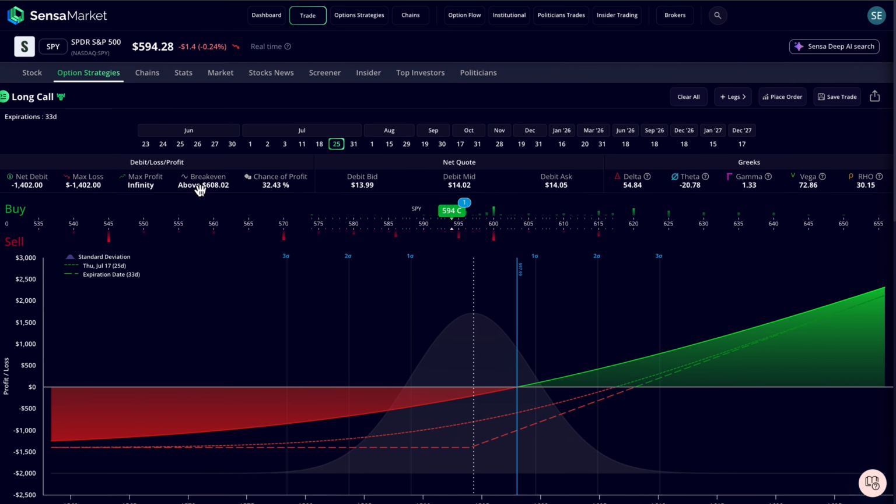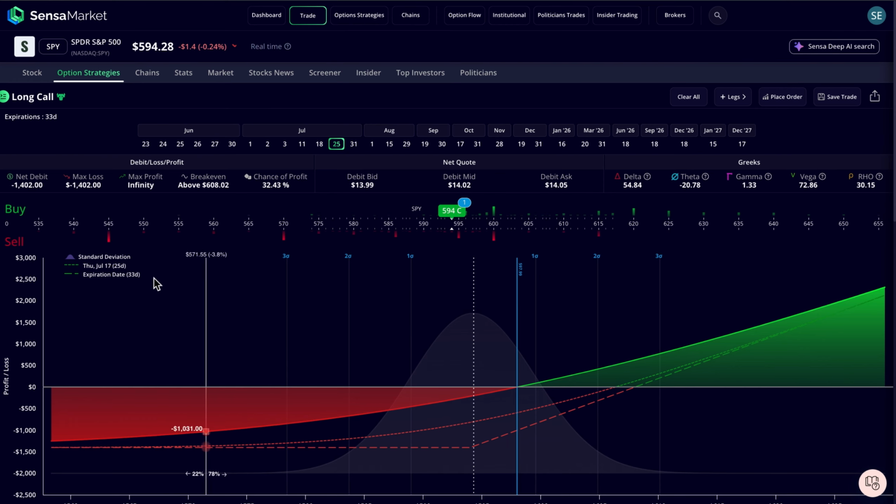Another thing I want you to look at is this entire section across the top. This shows us some key factors about our trade. First, we can see the net debit. This is what you're paying to enter the trade. Since one option contract represents 100 shares, and the cost here is $14.02 per share, that means you're paying a total of $1,402. That also represents your maximum loss.